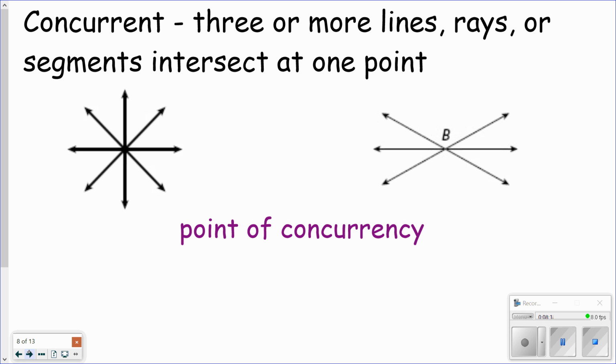Concurrent. Concurrent is when 3 or more lines, rays, or segments intersect at one point. And that point where all the lines cross is called the point of concurrency. So I drew the point of concurrency in our first example. Point B here would be the point of concurrency in our second example.